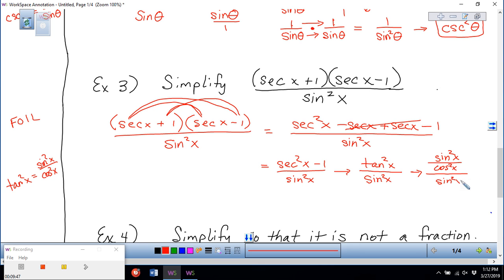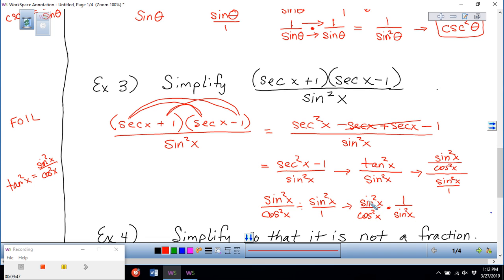Now this once again becomes a fraction divided by a fraction situation when I put the sine squared over 1. So just like we did in the previous problem, we're going to rewrite this as a horizontal fractional division problem. And remember, when I divide fractions, my next step is to convert it into a multiplication problem. So I have sine squared x divided by cosine squared x times 1 over sine squared x.